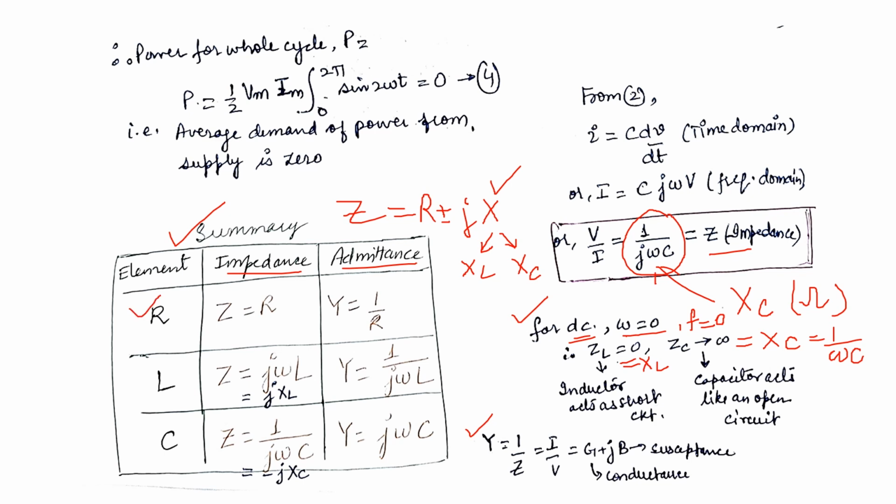For a purely resistive circuit, admittance is written as 1 by R. For purely inductive, it is written as 1 upon j omega L. For capacitance, it is written as j omega C. So this is how Y is written. The unit of Z in all three cases is ohms. The unit of Y is ohm minus 1, or ohm inverse, which is also known as mho. Another name for this unit is Siemens.